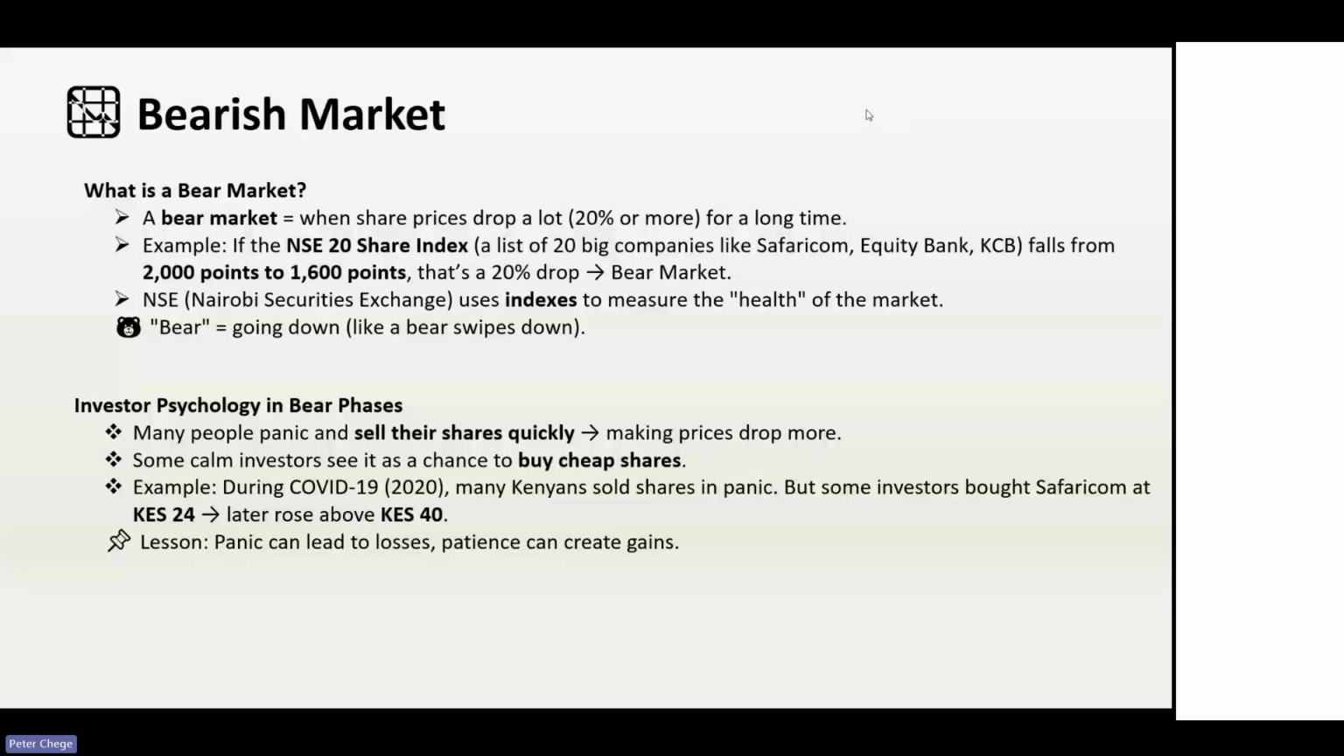So if you find the points have dropped by a very huge margin over a period of time, let's say from January maybe the points were 2000, and over time it has gone down and currently it's at 1600 points, that is around a 20% drop. Then that year we have a bear market. Even over a month, if you find that it has dropped.